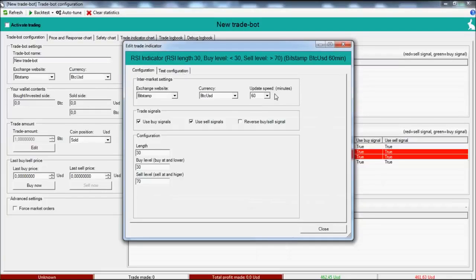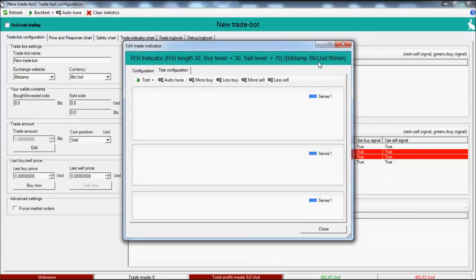Alright, so we've got our RSI, and as you can see, I've already set it up to update every hour. I don't recommend you put it on 1 minute or anything like that, but a longer one. You could also try 5 minutes. That's going to be up to you. As you can also see, you can turn buy or sell signals off if you just wanted to buy or sell, and you can also reverse buy sell. Sometimes that's also interesting when you're using other indicators.